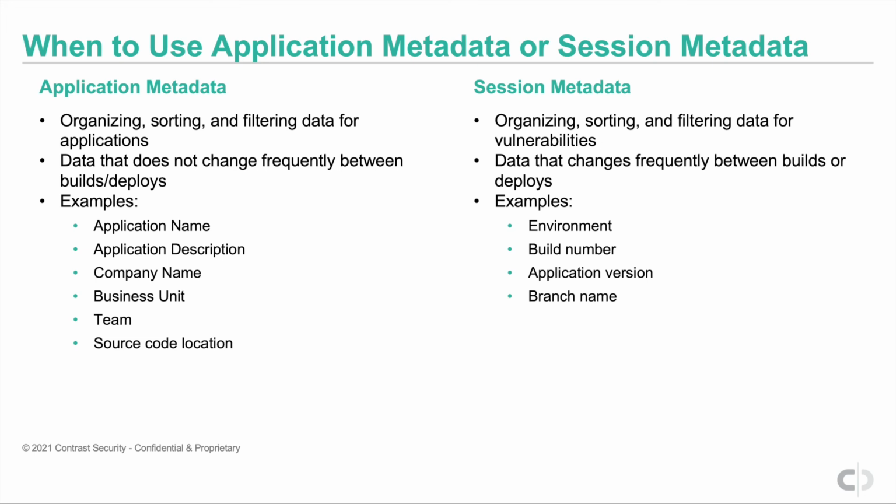Session metadata, on the other hand, is for data that changes very frequently, often after every new build or release. It is used for organizing, sorting, and filtering data for vulnerabilities, as well as for route coverage. Some examples of data that should be specified via session metadata are the environment that the application is running in, the build number of the app version, or the branch name.